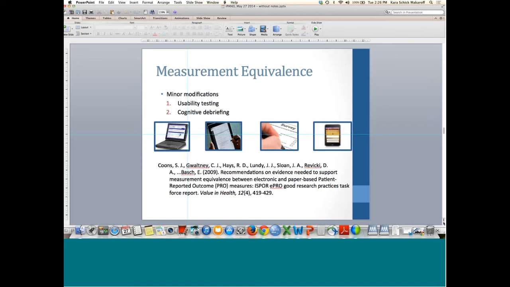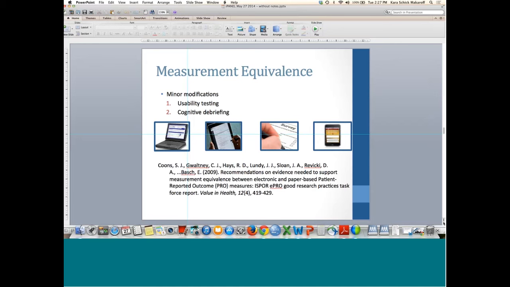So I have the full reference here for a seminal article by Coons et al. for anyone that is interested in this. But according to them, with minor modifications, there are 2 things you do: usability testing and cognitive debriefing. So usability testing is really about a formal documentation about respondents' ability to use an electronic platform and to follow instructions and to answer the questions that we ask them. So to attend to this, I documented participant satisfaction with using the tablet computer, and there was a 3-question survey about this. And I also had timestamps built in so I could see how long it was taking people to complete it.